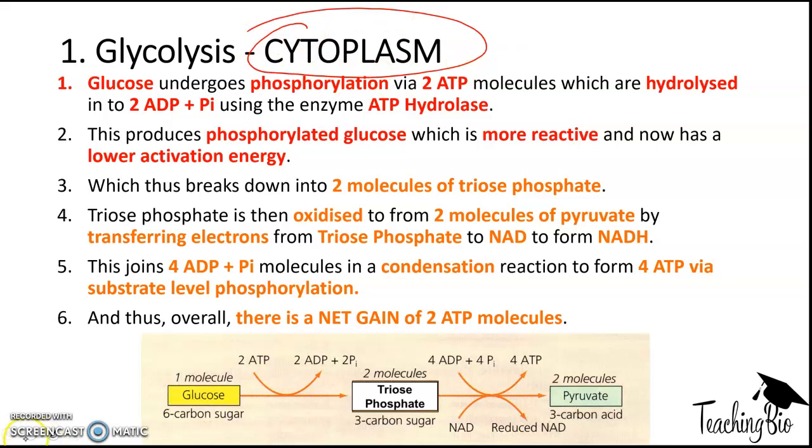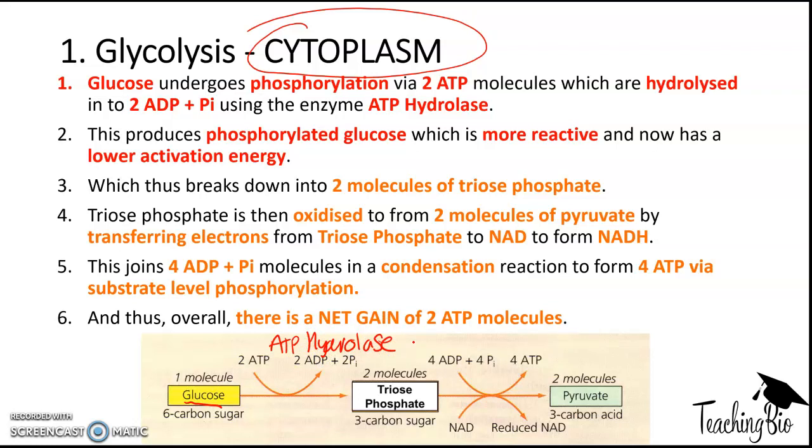If we go through the different steps of glycolysis, glucose undergoes phosphorylation via two ATP molecules which are hydrolyzed into 2 ADP and Pi using the enzyme ATP hydrolase. If we look at the picture at the bottom, we've got the glucose molecule there. 2 ATP are going to be hydrolyzed into 2 ADP and Pi, which is going to release energy, and this is via ATP hydrolase.